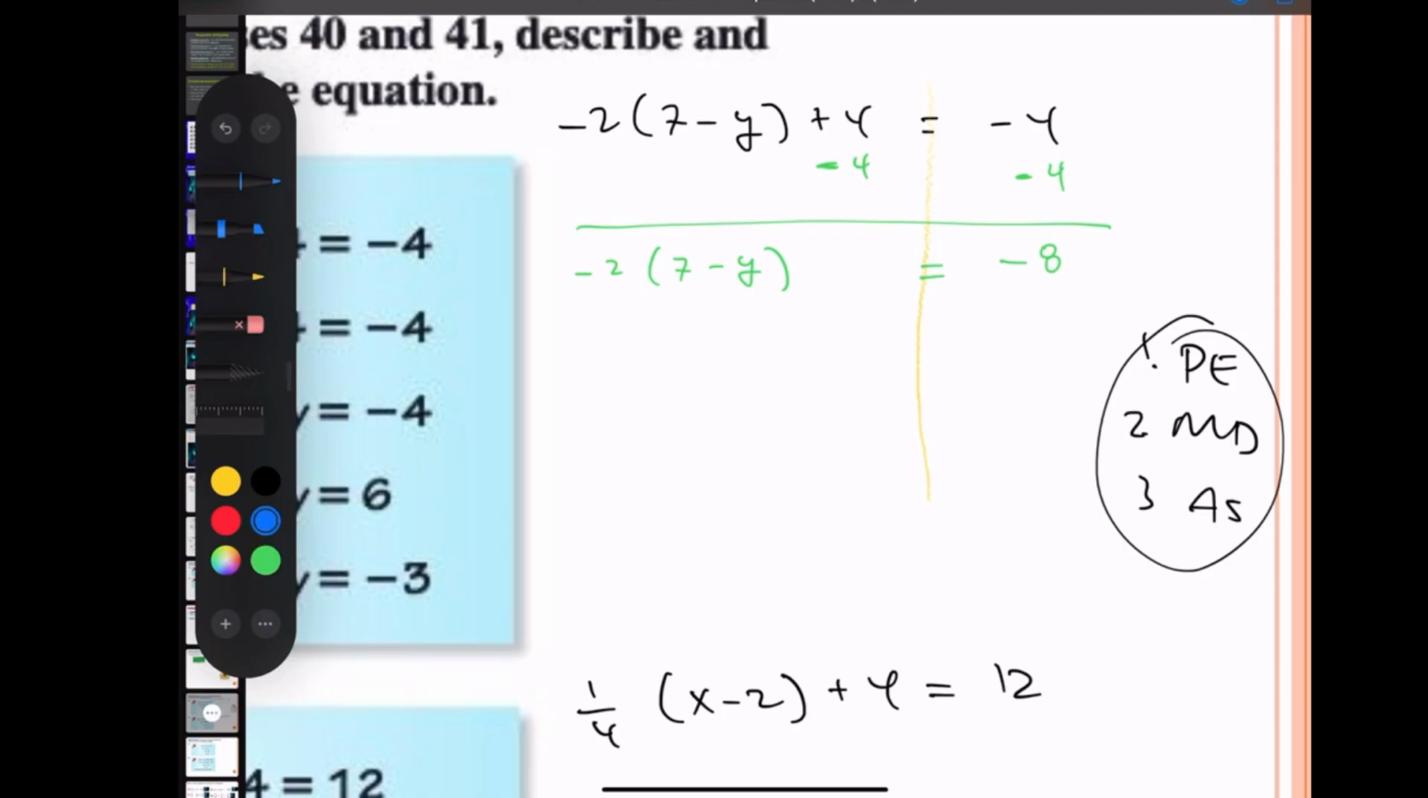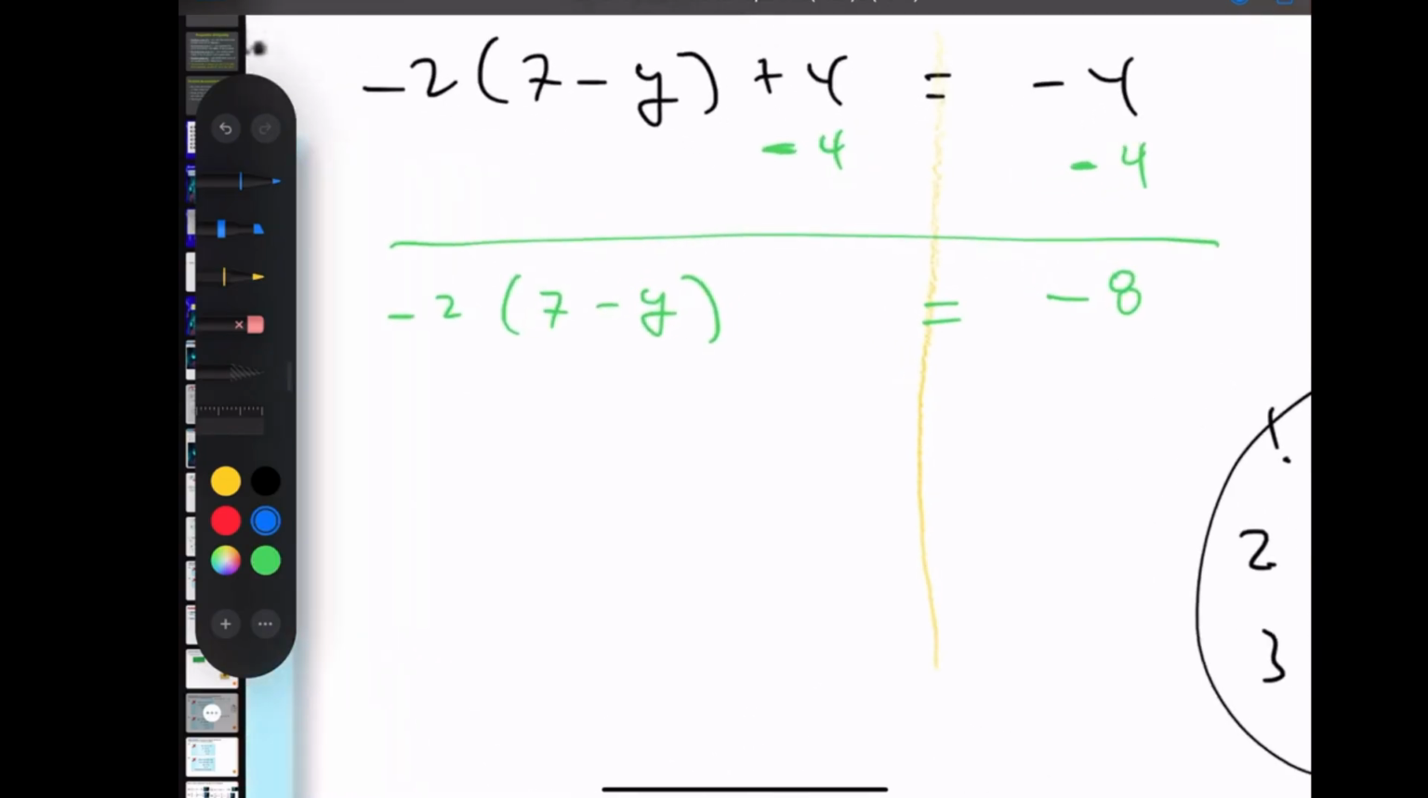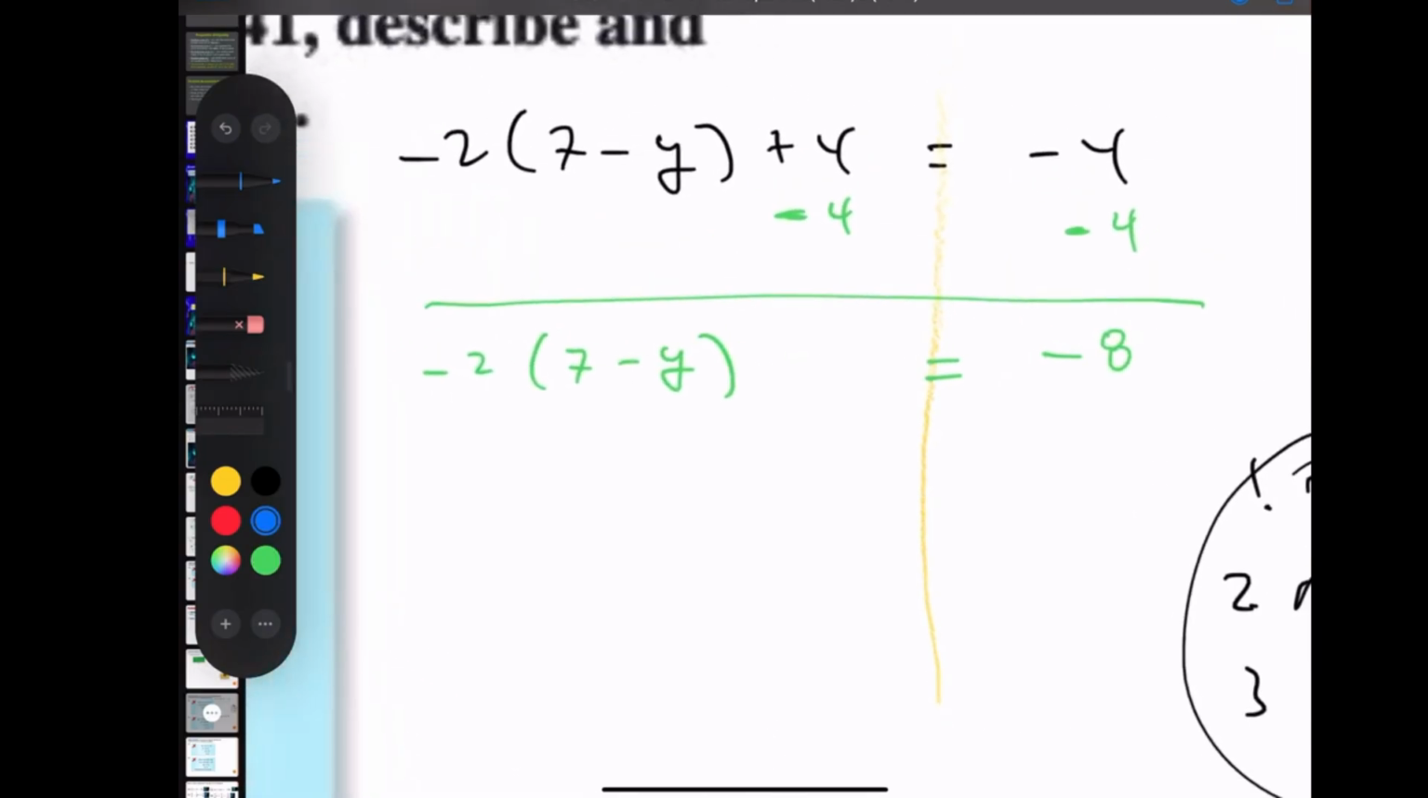Are we okay so far? Okay, now you're going to be like, okay, Mr. Rain, you're going crazy. Do you want to raise your hand if you distributed the -2? Not wrong. It's okay. Like in chess, it's a legal move. Did anyone divide by -2? Partner B, tell partner A, is it wrong to divide by -2? Yes, no, and why?